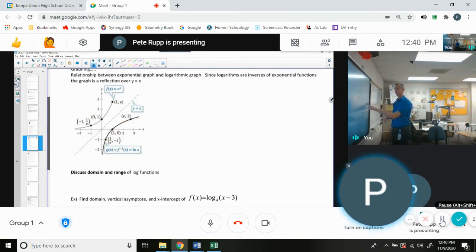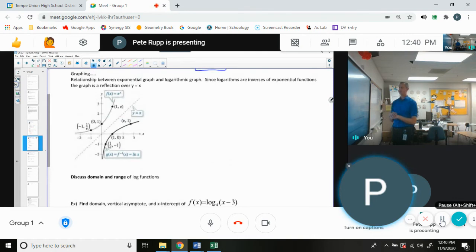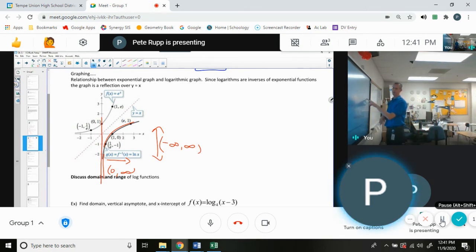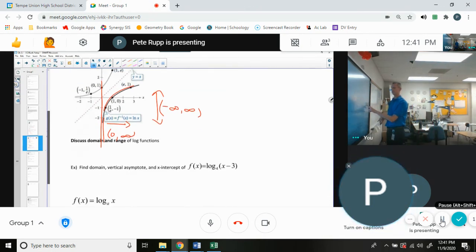Okay, so the domain and range of log functions. If I'm looking at this function right here, domain going from left to right, it goes from 0 to infinity. Okay, so the y-axis is your asymptote here, so it's going to go from 0 to infinity. Range, any value, negative or positive, so it's negative infinity to infinity. And remember that that is the reverse of the exponential function, okay? So that would be the domain and range of log functions.